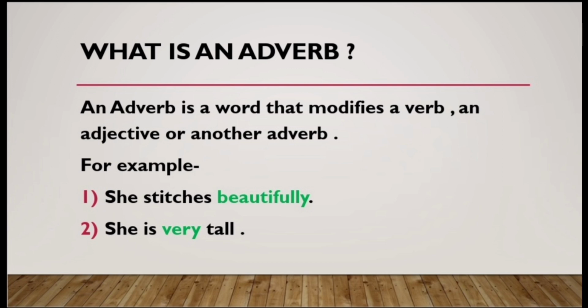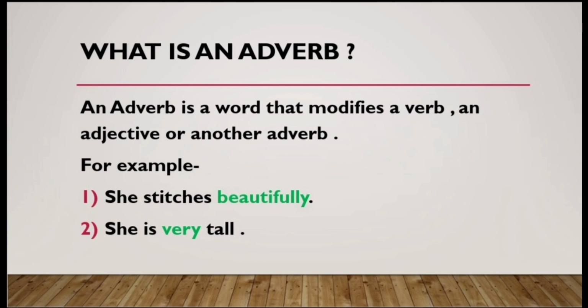Before starting the explanation of an adverb clause, let us first understand what an adverb is, what is the true meaning of adverb. So an adverb is a word that modifies a verb, an adjective or another adverb. Basically, when you are modifying, you are adding something to the meaning of a verb, an adjective or another adverb. So an adverb is a word which tells us something more about a verb, an adjective or even another adverb. If you look at this example here, the first one is: she stitches beautifully.